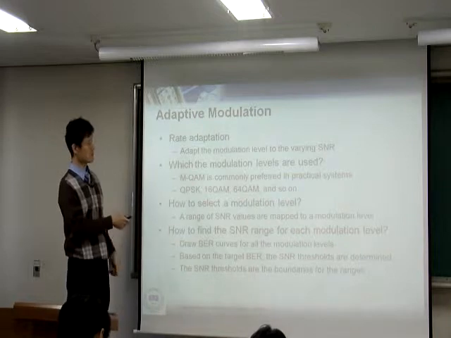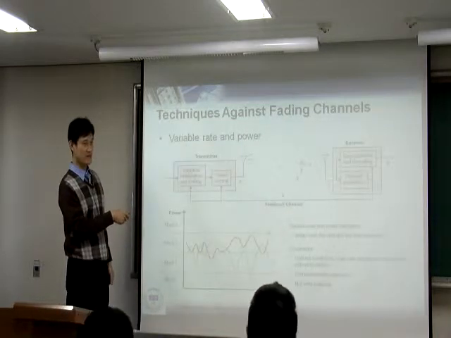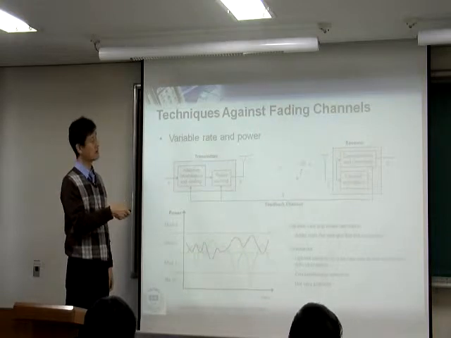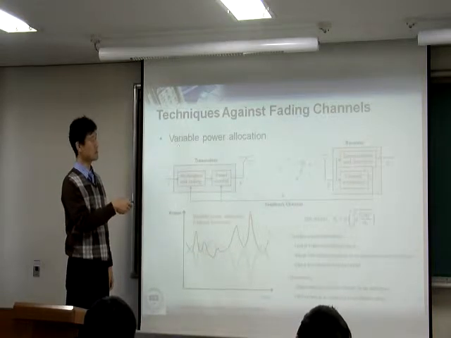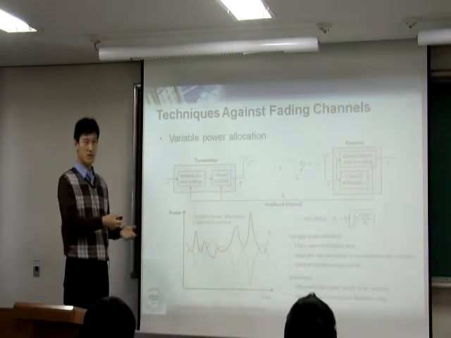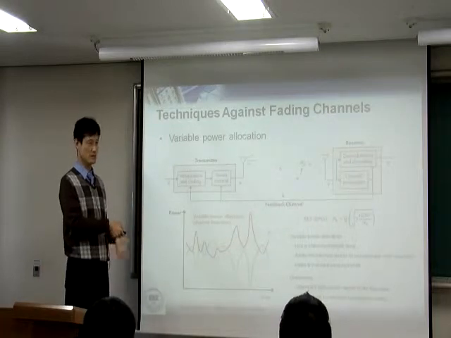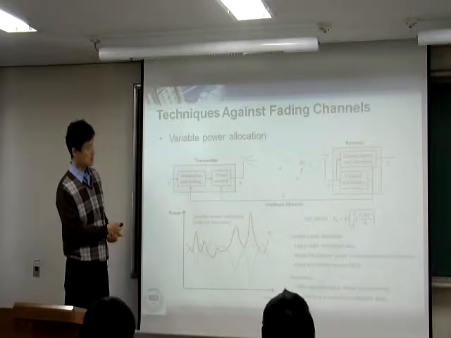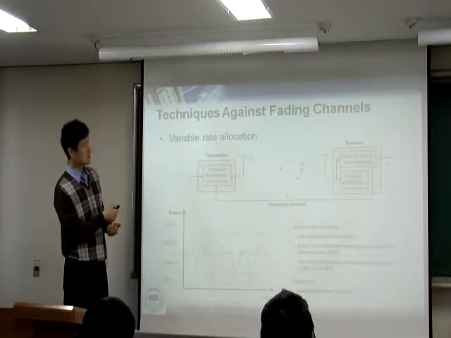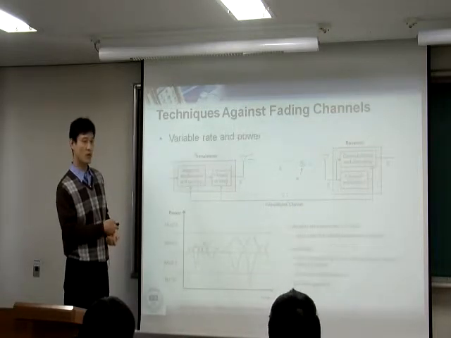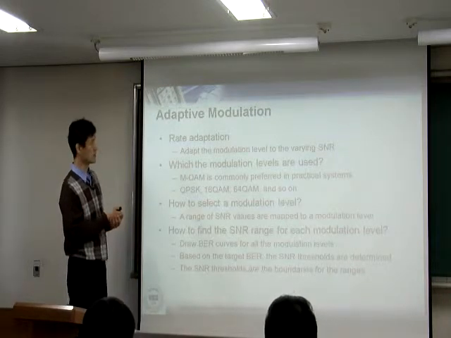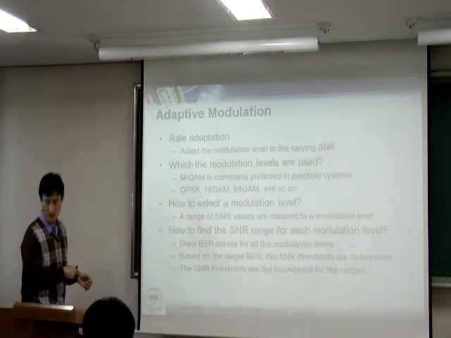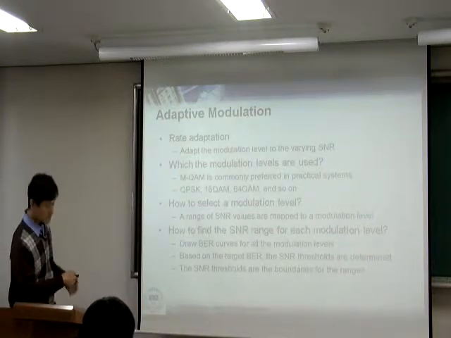Now, among these 4 techniques, the diversity combining technique, we already covered. And the variable power allocation is pretty straightforward to understand, so there is not much to talk about. But the variable rate allocation is the one that we want to investigate a little bit further. Rate adaptation. So let's look at it a little bit more.